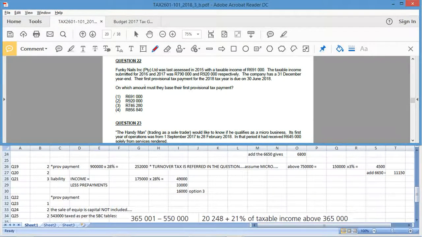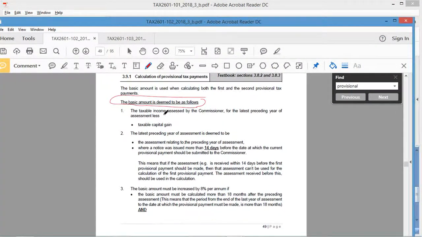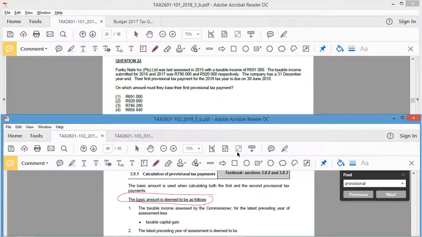So again, this is looking at the basic amount. Earlier I just spoke about the theory relating to chapter 3, which is looking at the basic amount for the provisional tax payment. We are going to have to apply that here because we're looking at the current first provisional tax payment having been given the 3 preceding years. So if I pull that information through, number 1, the taxable income assessed by the Commissioner for the latest preceding year of assessment less capital gain. Well, if I look at the information here, the preceding year to 2018 will be 2017. We've got that, which is 920,000.